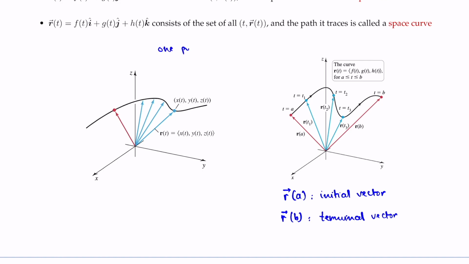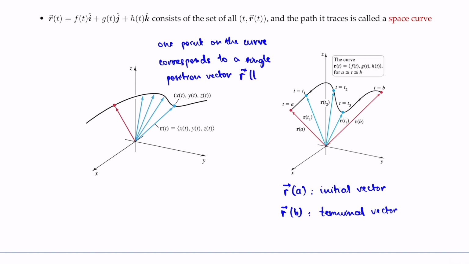So one point on the curve corresponds to a single position vector, and you can define them again as r of t. So now you have the curve here, and usually the curve is denoted as C. So that's how you plot a plane curve or a space curve.